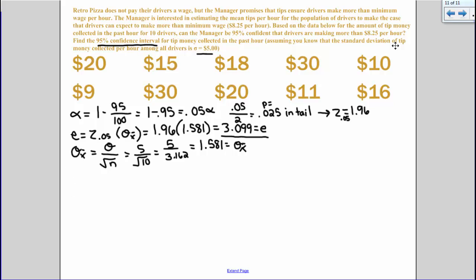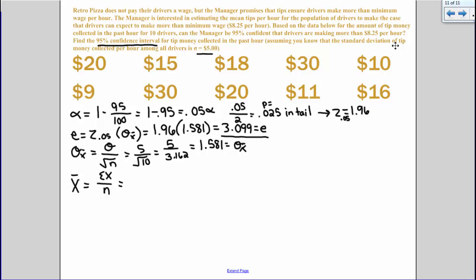So, sum of x divided by n. So our sum of x, we can simply add up all of these dollar figures. So I didn't really go into the context of this problem because I'm expecting that you've already done it. But essentially, we're looking at a random sample of 10 drivers. How much tip money have you collected in the past hour? Each one of those numbers represents one of the drivers and how much tip money they collected in the past hour.